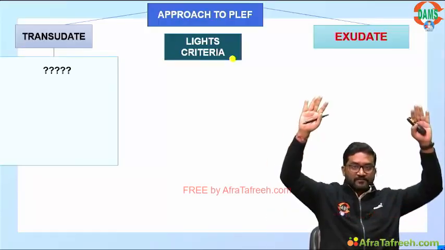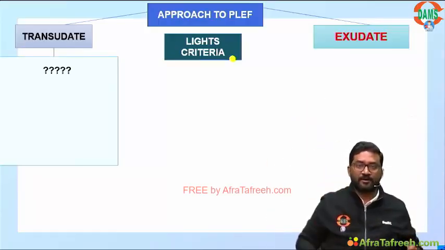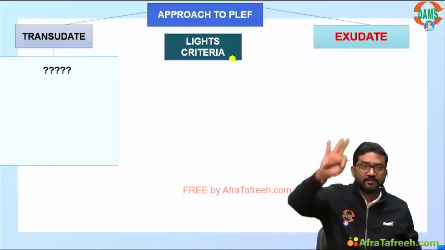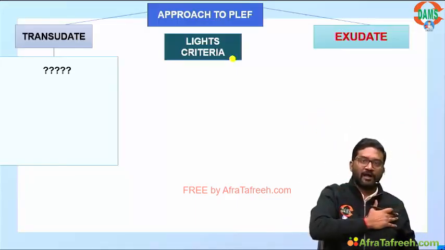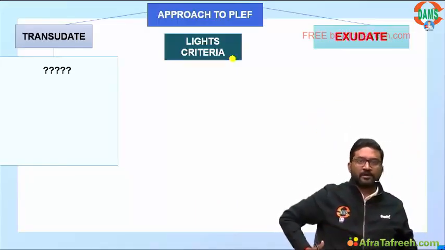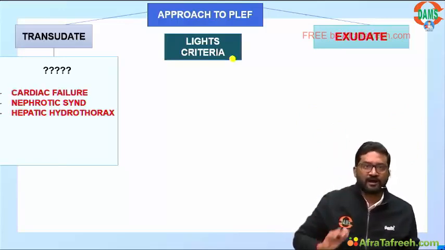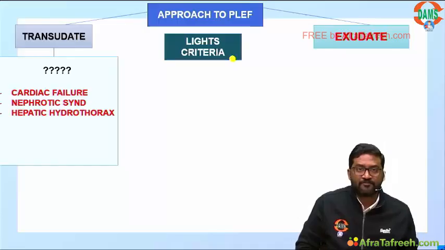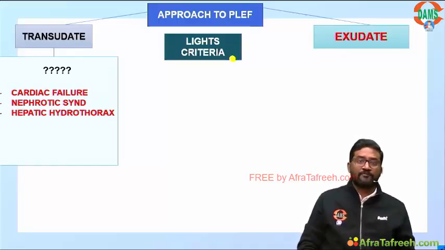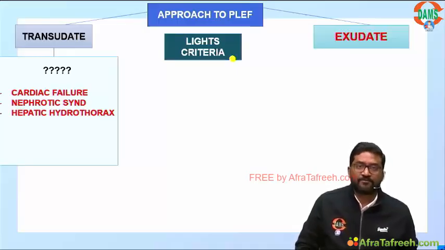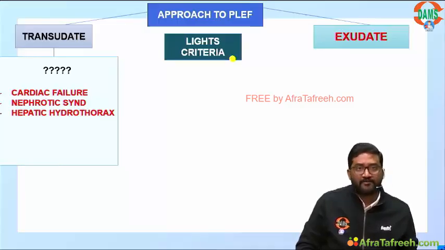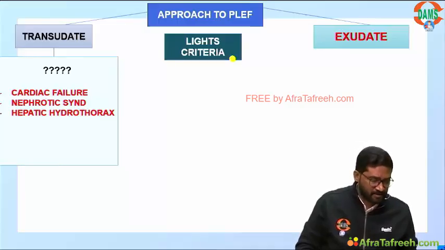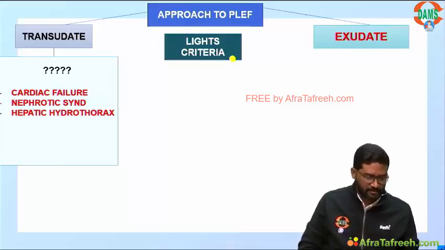What are the systems responsible for transudative effusions? Three systems: your heart, your liver, your kidney. Most common is heart disease, cardiac failure. And what is the kidney disease responsible for transudative effusion? Nephrotic syndrome. And whenever a liver disease is responsible for transudative effusion, it is called hepatic hydrothorax.